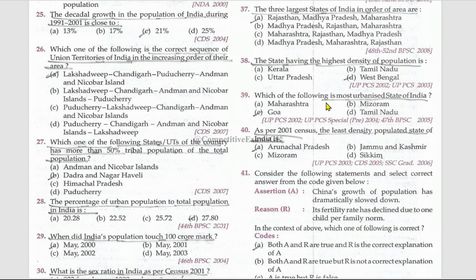Which of the following is the most urbanized state of India? That is Goa. As per the 2001 census, the least densely populated state of India is Arunachal Pradesh. According to the 2011 census also, the least densely populated state is Arunachal Pradesh.